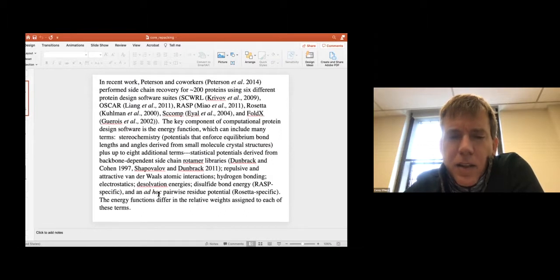As I highlighted in this snippet from a recent paper on a review of sidechain recovery, a lot of folks in the community use force fields that have lots of different terms, so they're very complex. And so this particular paper lists 8 different types of contributions to the force field. And in this set of slides, I was going to argue for a much simpler approach where you focused on what I called the stereochemistry of a protein and then atomic overlaps.